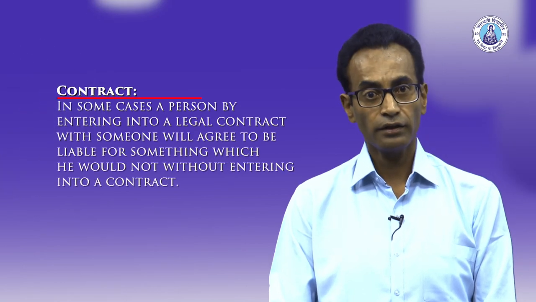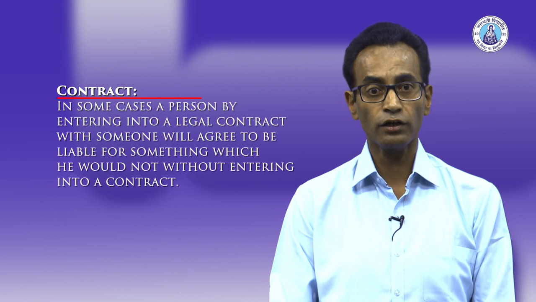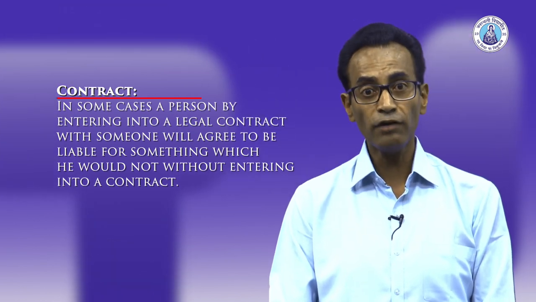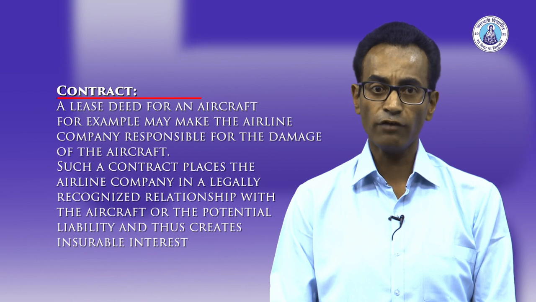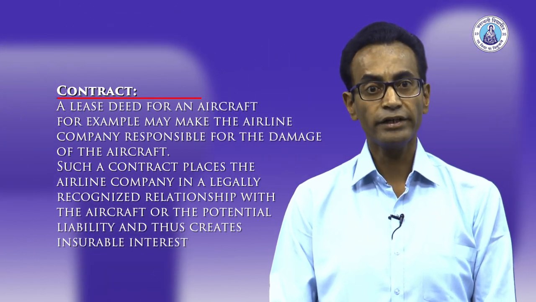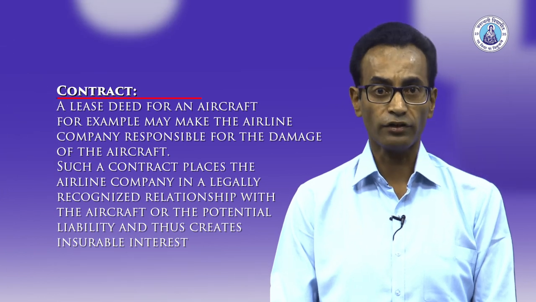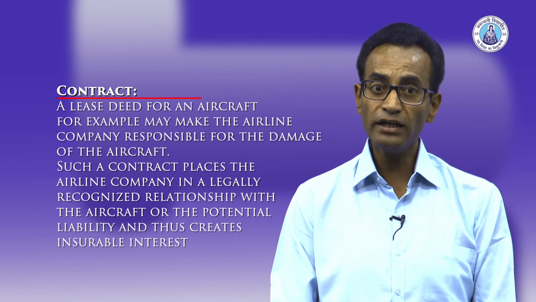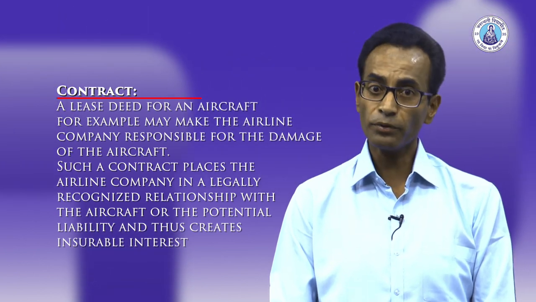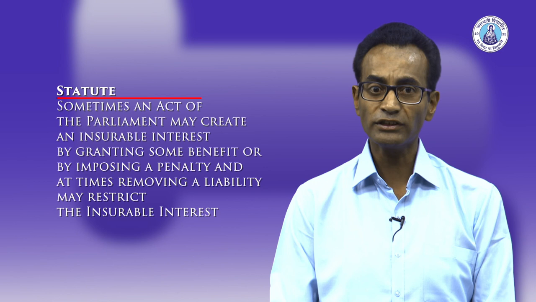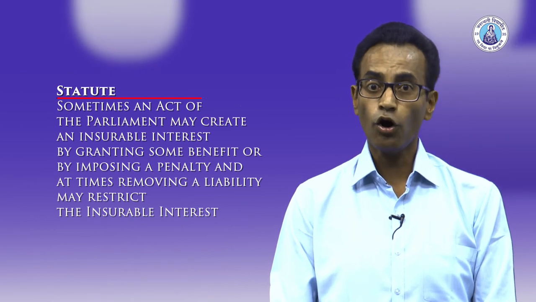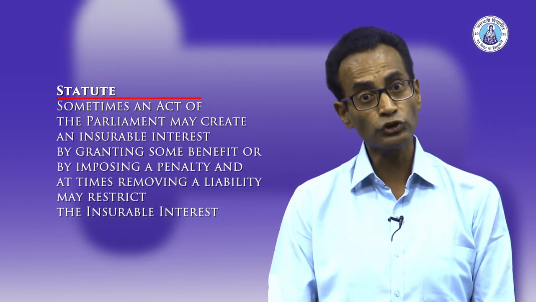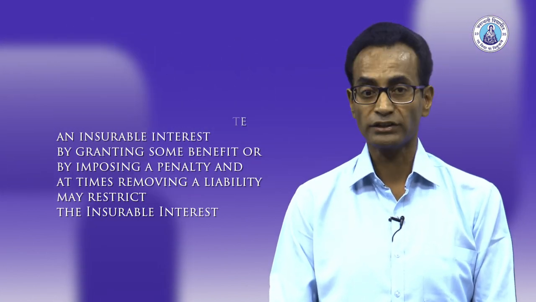Second is the contract. In some cases, a person by entering into a legal contract with someone will agree to be liable for something which he would not without entering into a contract. A lease deed of an aircraft, for example, may make the airline company responsible for the damage of the aircraft. Such a contract places the airline company in a legally recognized relationship with the aircraft or the potential liability and thus creates insurable interest. Next, by statute. Sometimes, an act of parliament may create an insurable interest by granting someone benefit or by imposing a penalty, and at times removing a liability may restrict the insurable interest.